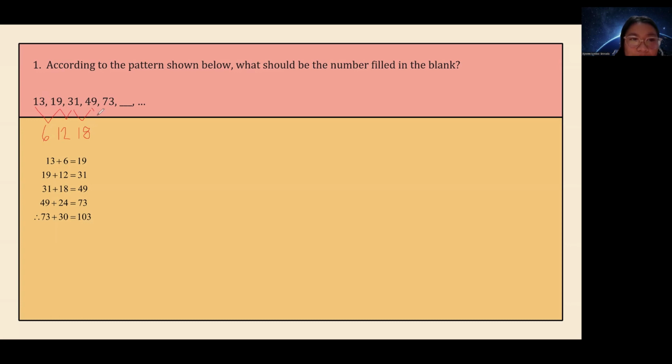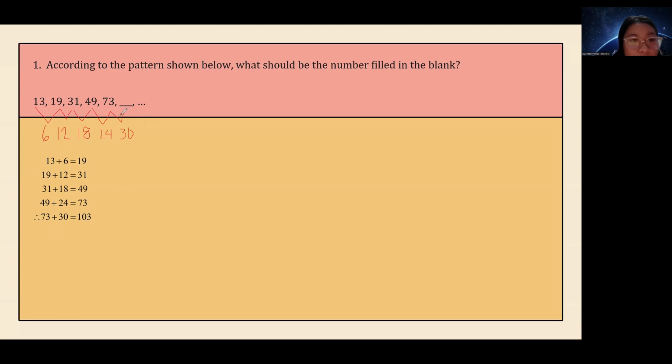Okay, to check, let's do another one. So between 49 and 73, that is 24. Looking at the differences, we can see a pattern. It seems as though we are having multiples of 6, right? So that means that the differences between numbers are increasing by 6. We have 6, 12, 18, 24. And so the next difference that we can get would be 24 plus 6, that's 30.